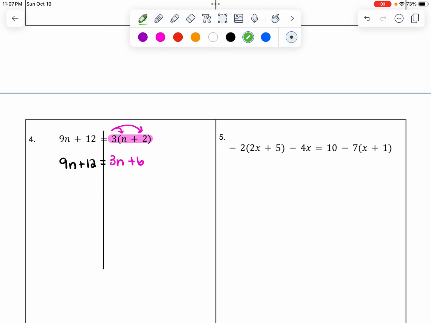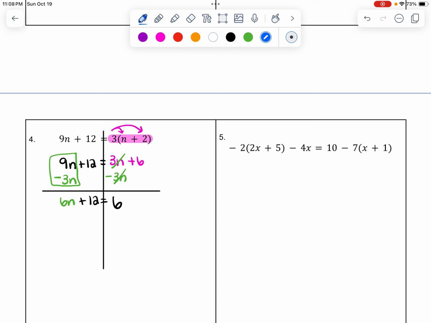Now I need to ask myself, is there any like terms to combine? If I look at just the left side, there are no like terms, and if I look at just the right side, there are no like terms. So now I'm going to have to get those n's to be together on the same side. That means I need to undo one of them. So I'm going to subtract 3n on both sides. When I do that, the 9n minus the 3n makes 6n plus 12. And I bring down the 6.